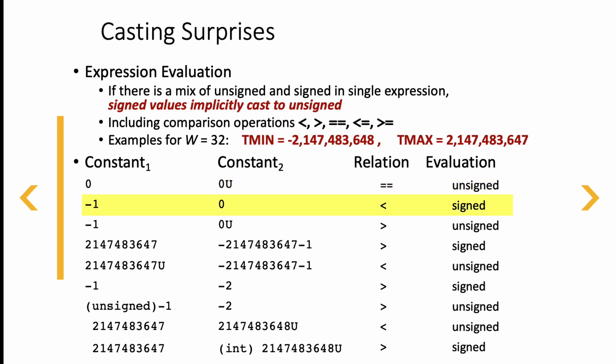Now, if we have -1 and 0, -1 evaluates as less than 0. Those are both signed values, because remember our other rule, we have to have that U as a suffix if we want something to be unsigned. So that one's not surprising either.